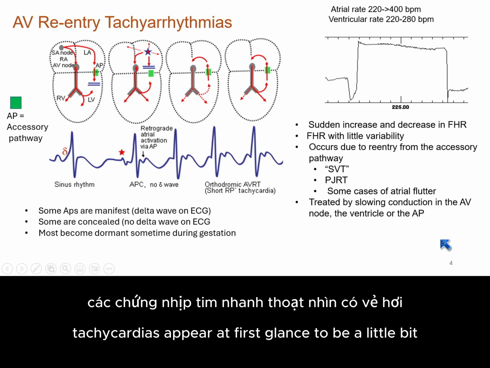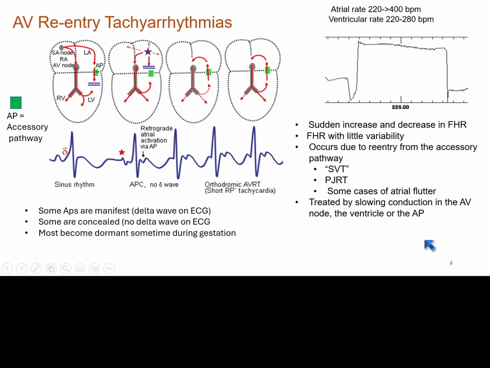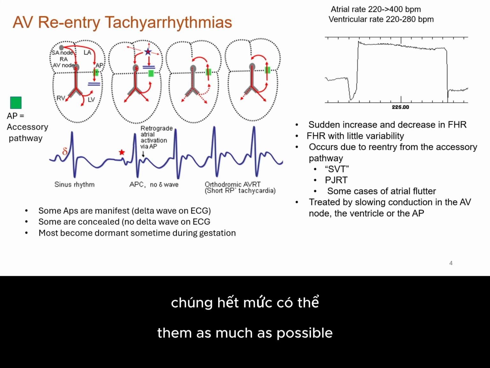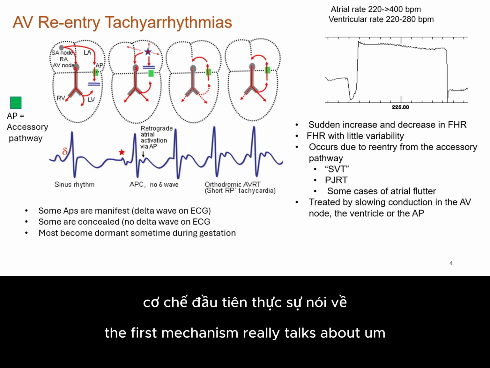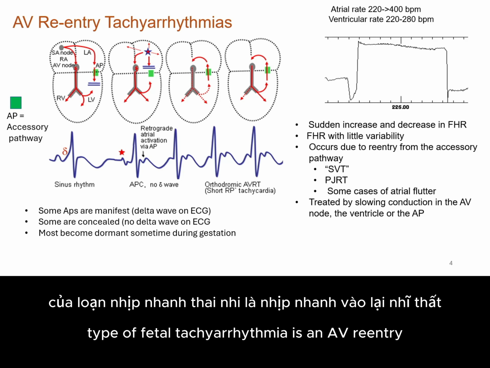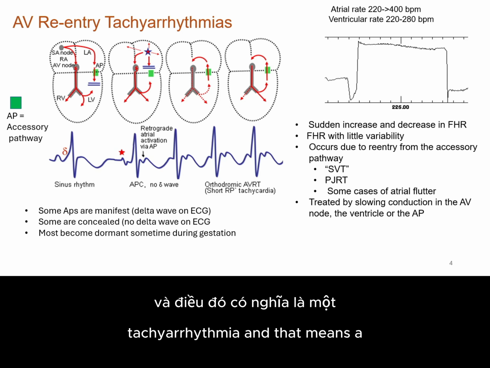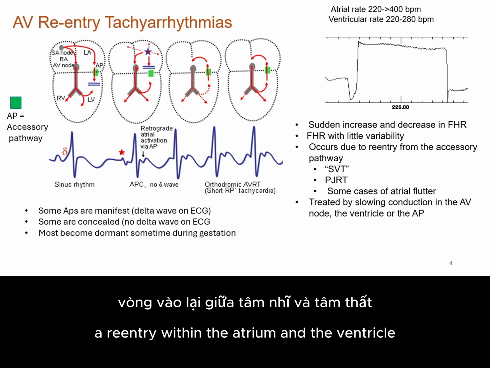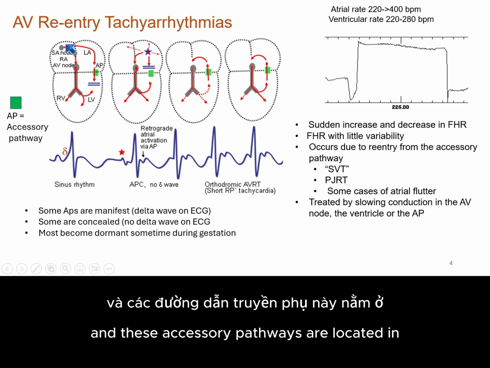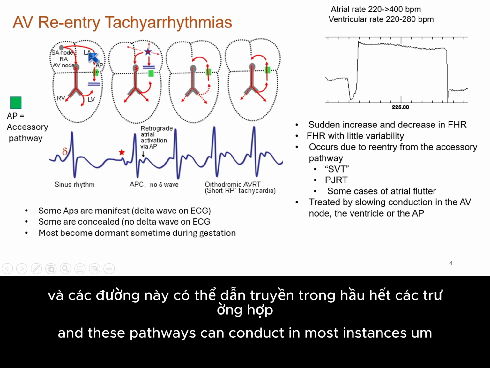So tachycardias appear at first glance to be a little bit confusing because they're really two different mechanisms, and I'm going to try and simplify them as much as possible. The first mechanism really talks about what's happening within the heart. The most common type of fetal tachyarrhythmia is an AV reentry tachyarrhythmia, and that means a reentry within the atrium and the ventricle. And this has to do with what we call accessory pathways. And these accessory pathways are located in the heart, and these pathways can conduct.